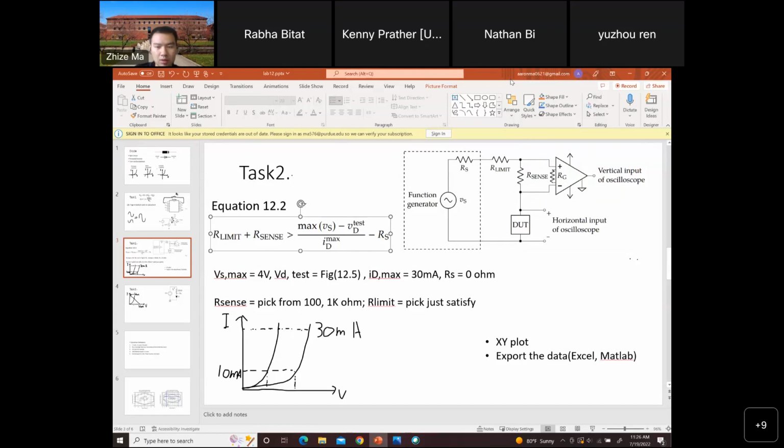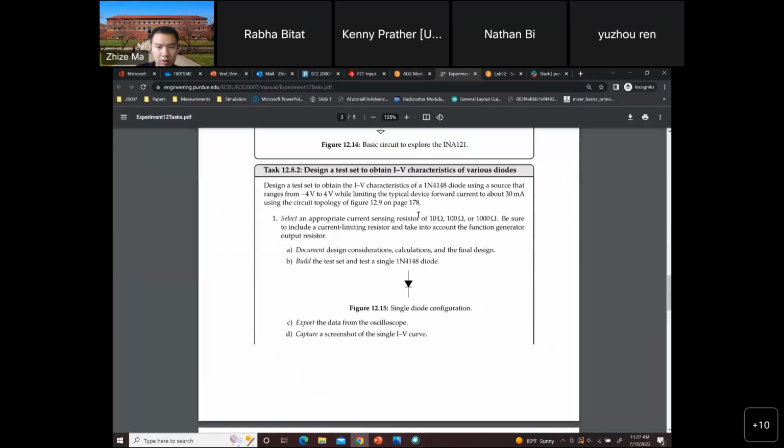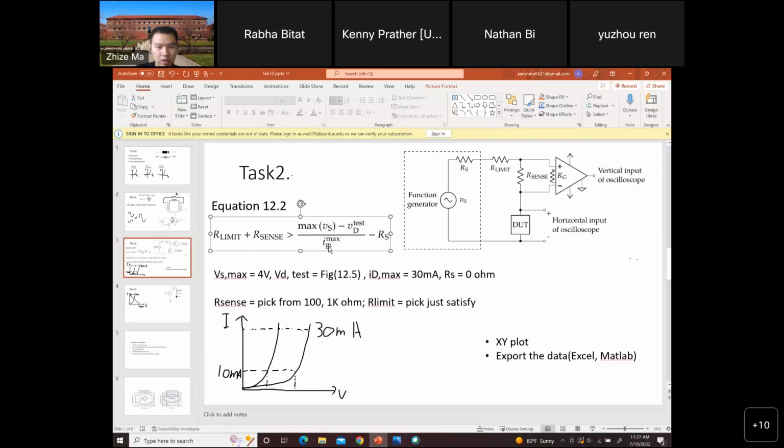For the RS, since you're using AD2, RS is equal to 0, so you can ignore RS. And for the Vs maximum, if you check the tasks here, the Vs maximum is already given in the question. And if you go back to here, the ID maximum is also already given. Okay, so that's 30 milliamp.